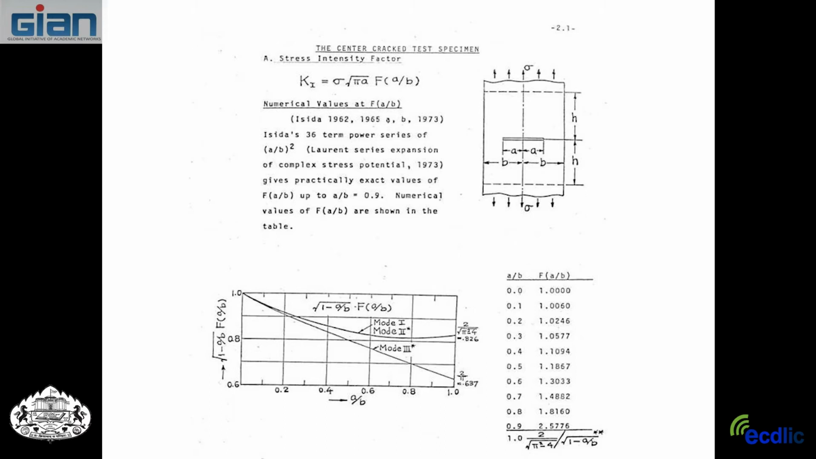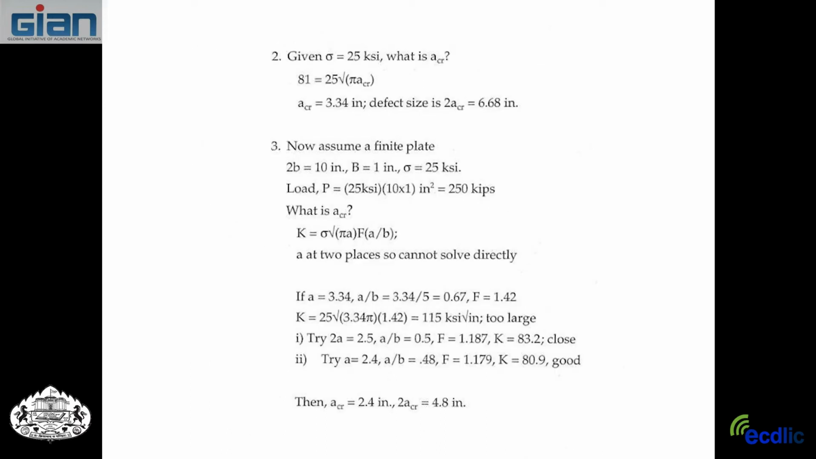K1C is 81, stress is unknown, square root of pi times a, with a being 1.5. Calculate the stress from that: 37.3. More often we do it this way. Say given the stress is 25, what's the critical defect size? So 81 equals 25 times square root of pi a, and calculate a as 3.34. So 2a, which is the total defect, would be 6.68.